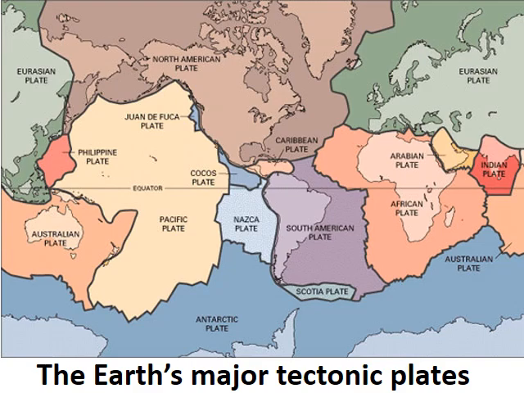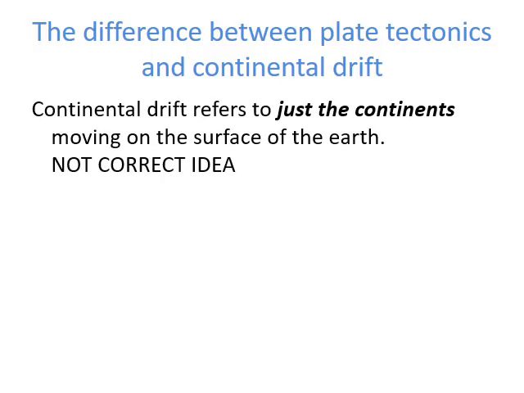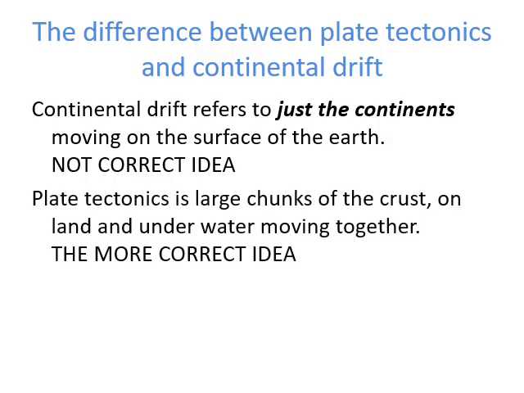But he had a good starting idea, and it's amazing that it took 50 years for technology to catch up with and prove what he came up with in just his mind. So the difference between plate tectonics and continental drift: continental drift is just the continents. It's not correct. Plate tectonics is the idea that there are large sections of the entire crust, both the land and the water. That is the more correct, and that is the scientifically correct term.